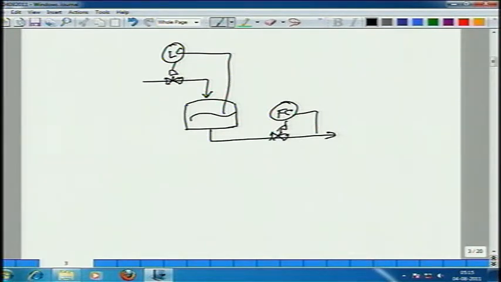Where instead of setting the feed flow, I set the outflow and then the feed flow adjusts itself. Earlier I was setting the feed flow and the outflow was adjusting itself under level control. Now I am setting the outflow and the feed flow is adjusting itself under level control. Yeah, will this work? Yeah, this is reasonable. This is a perfectly reasonable way of doing it.